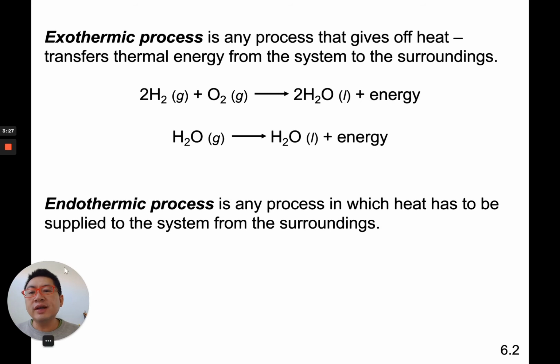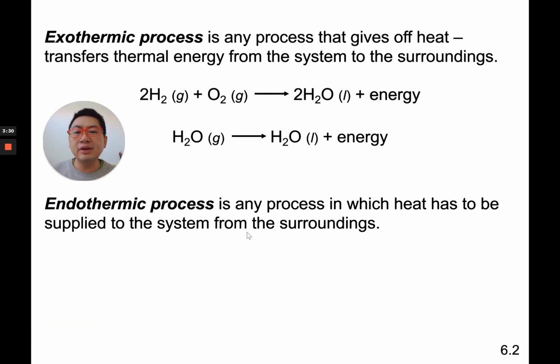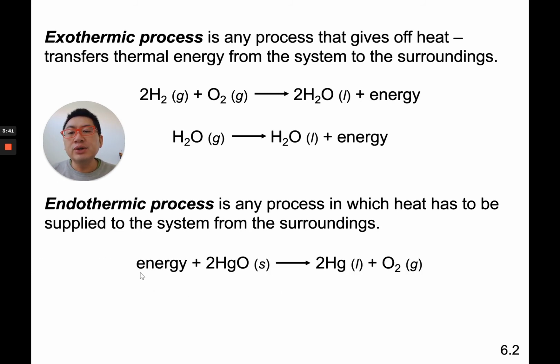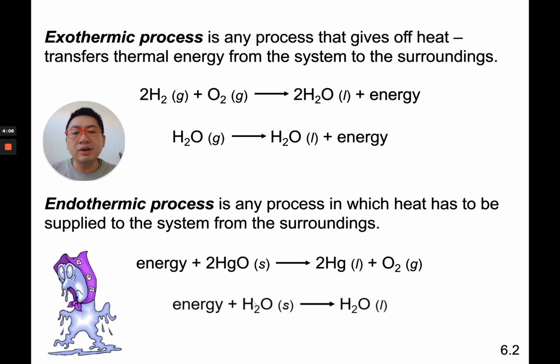What's the opposite of exothermic? The term is called endothermic. Endothermic is a process in which heat has to be supplied to the system from its surroundings. So an endothermic reaction would be you're using energy from the surroundings. Energy, and this is mercury oxide, technically mercury(II) oxide, turns into mercury and oxygen. Heat is required to break apart mercury oxide into mercury and oxygen. Here's another one you might know.